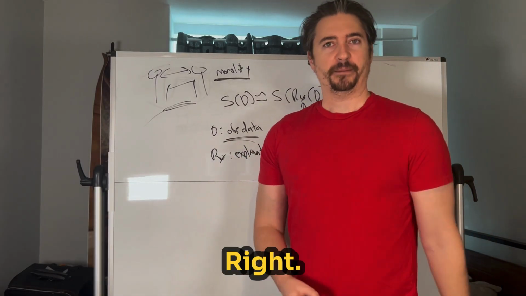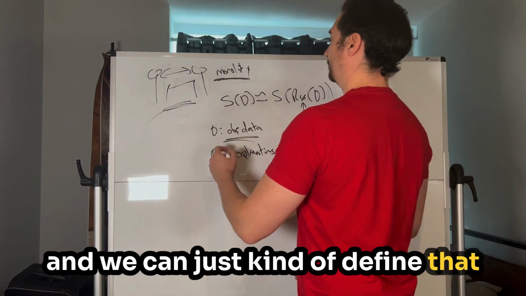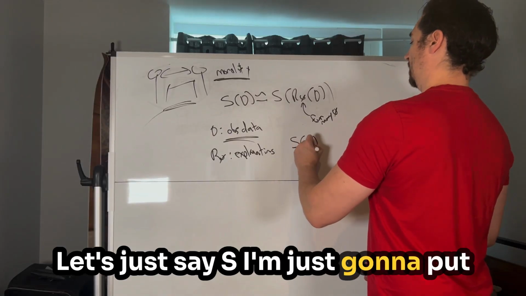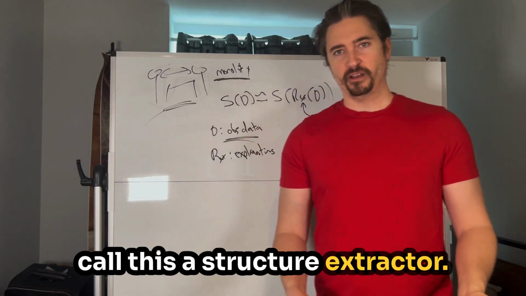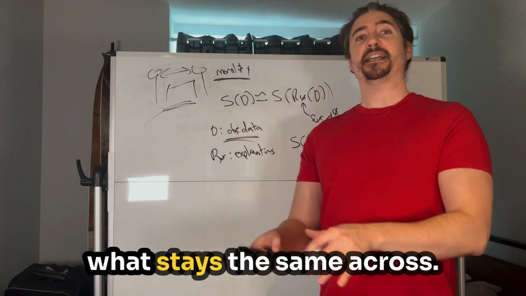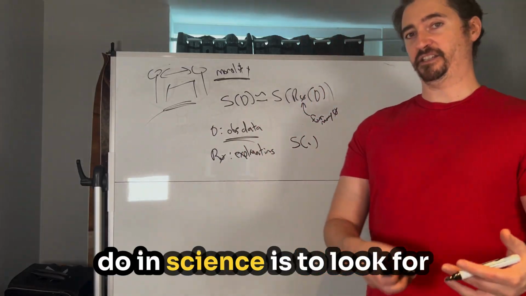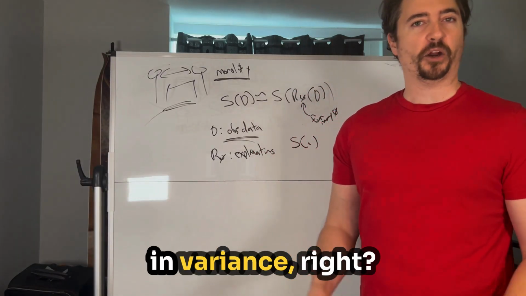Okay, so now we're going to have this S, and we can just kind of define that, kind of running out of room here. Let's just say S. I'm just going to put a dot in the bracket there. And we can call this a structure extractor. So it's a way of extracting what stays the same across transformations. Super common thing to do in science is to look for things that don't change and everything else does. We typically call that invariance, right?